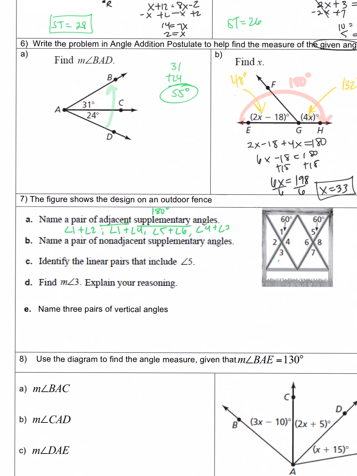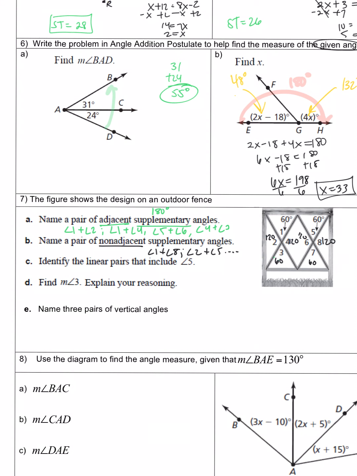All right, number B. Name a pair of non-adjacent supplementary angles. Two angles that are not next to each other and add to 180 degrees. All right, well, if this angle is 60 and together they add to 180, then this is 120, this is 120, this is 60, this is also 120, this is also 60, this is also 120. So angle 1 and angle 8, those will be non-adjacent and supplementary because they're not next to each other but add to 180 degrees. Angle 2 and angle 5. There's quite a few more examples.